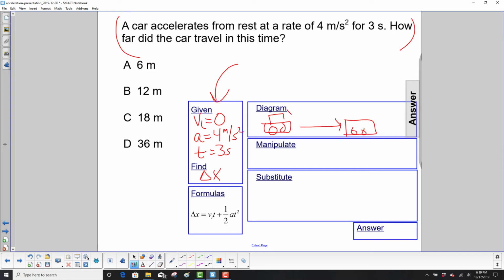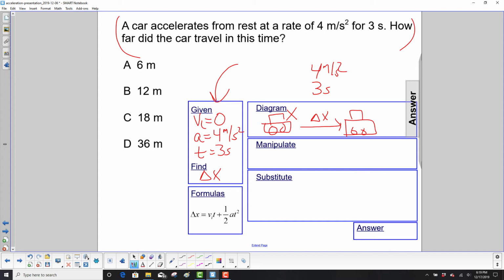And it's at rest, so there's no velocity here. And over here, we don't know. We're not asking for that, are we? Yes, we are. We're asking for how far it goes. Okay? We're not asking for its final velocity. We want to know how far it goes. And it has 3 seconds of acceleration of 4 meters per second squared.